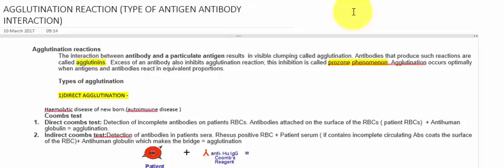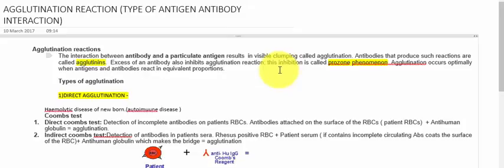The agglutination reaction occurs when antigens and antibodies react in equivalent proportion. If the antibody is in excess amount, then it inhibits the agglutination reaction, and this inhibition is called the prozone phenomenon. So, what is the agglutination process? The agglutination process or reaction is an interaction between antigen and antibody which results in visible clumping, and the antibody which produces that reaction is called the agglutinin. And for that reaction, the antigens and antibodies should have an equivalent proportion.